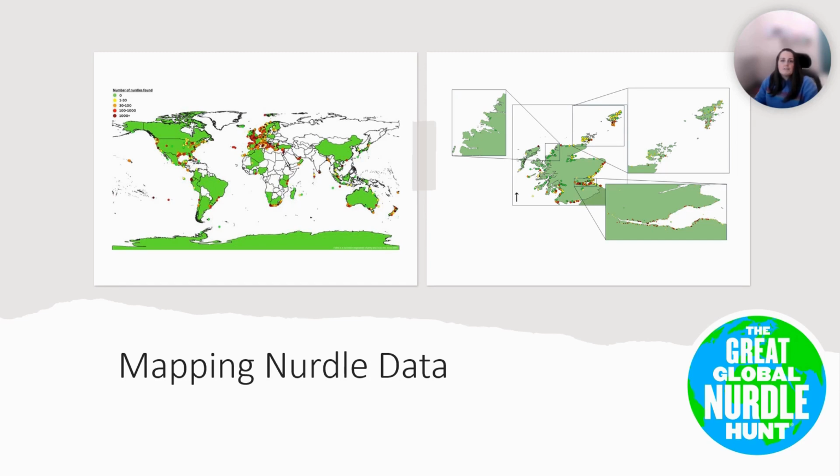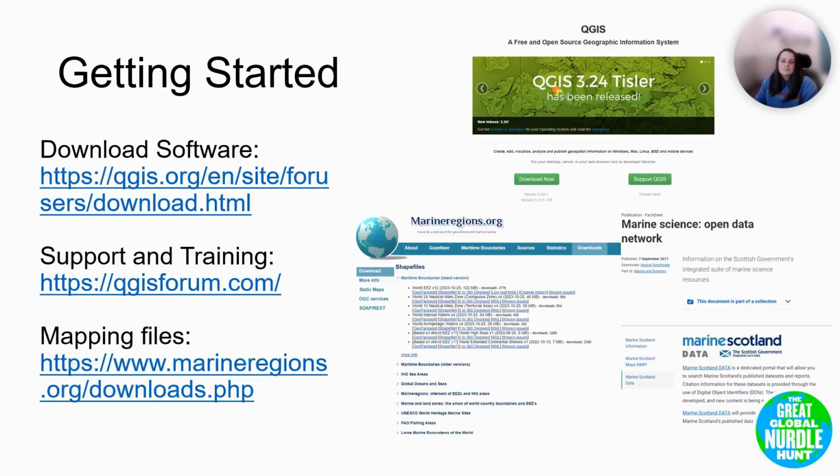And if you want to make maps and perhaps don't have the funds or resources to hire experts, it is possible to make inexpensive maps like these. The one on the left being all the data points over the last 10 years of nurdle hunting, and then the one on the right is a zoomed in map just for Scotland with more zoomed in sections surrounding the main map.